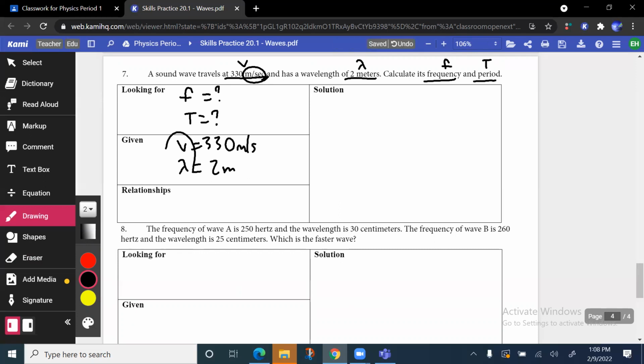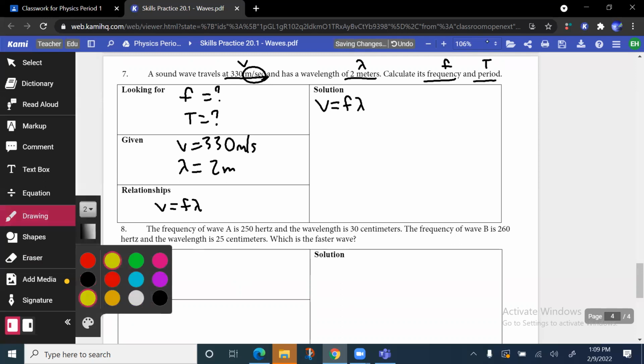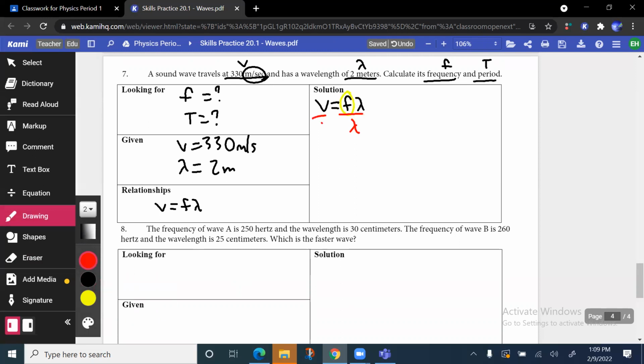First, since we're given speed and wavelength, we can use the wave speed equation to figure out the frequency. That can be done first. So wave speed is equal to frequency times wavelength. We're solving for frequency, so we'll divide by the wavelength. And frequency is speed over wavelength, which is 330 meters per second divided by 2 meters. And we would get 165 hertz.